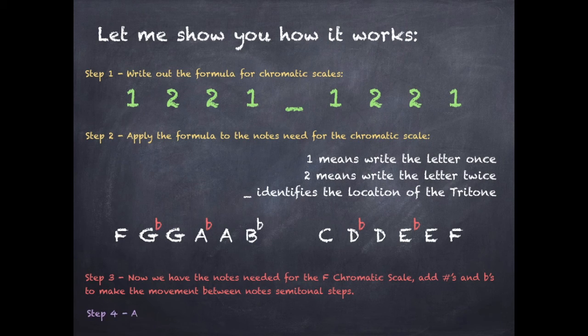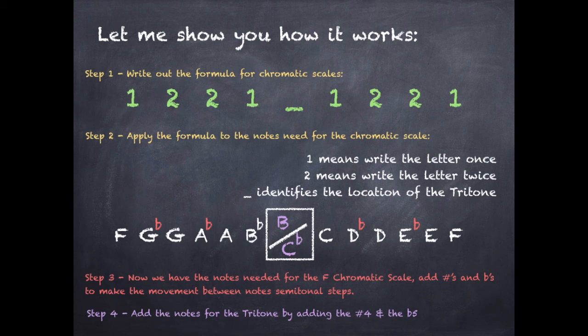Step 4. Add the notes for the tritone in the middle by sharpening the fourth and flattening the fifth. So the fourth note is the B flat. We sharpen that to make it B. The fifth is the C. We flatten that to make it C flat. And you end up with the two alternatives for the tritone in the middle.